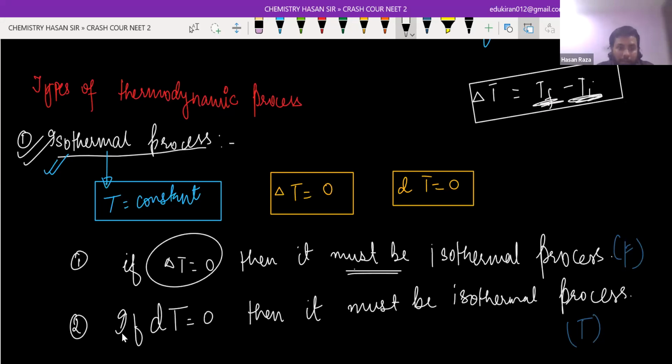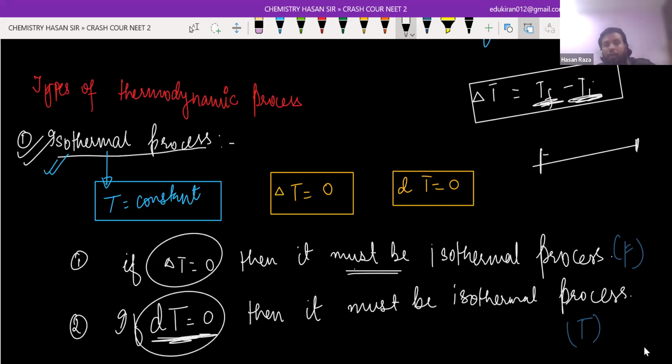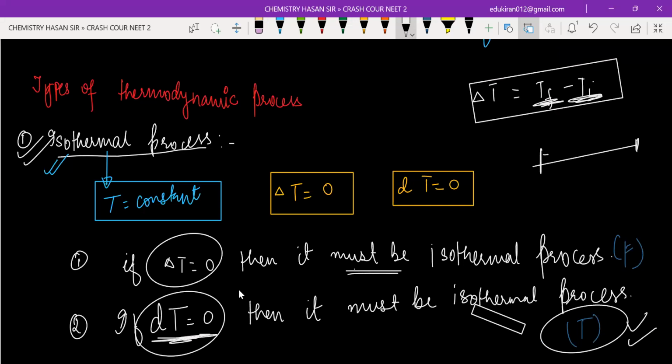Are you getting my point? But if dT equals 0, dT represents that if you are carrying out a process for 1 hour, every time the value of change in temperature will be 0. That's why if dT equals 0, it ensures that the temperature is constant throughout the process, and hence it is isothermal process, and hence it is true. Are you getting my point? Arpit, Samaira, Anna, Alia, Sania? Yes, sir.